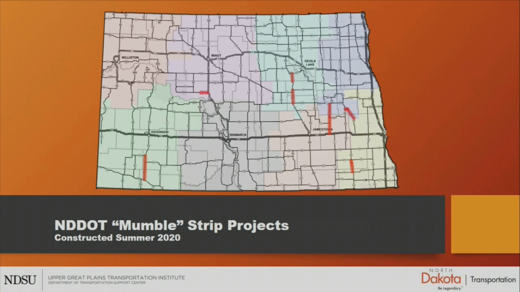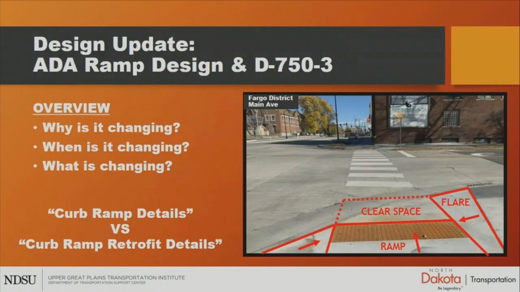That wraps up my rumble strip portion of today's design update. Next thing I want to talk about is going to be the ADA ramp design changes that I mentioned. So why is it changing? When will that take place? And then what exactly are we changing there? Keep in mind, what I'm covering here isn't going to be an entire comprehensive list of every change you can expect. That'll be on the new standard, but it's the major things for the most part.